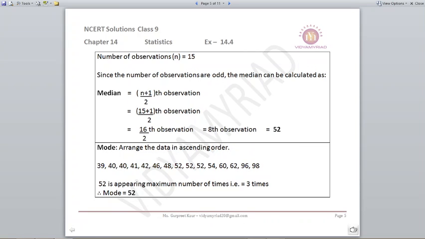Third is mode. For mode also I need to arrange my data in ascending order, and we need to see which number is repeating the maximum number of times. Here 52 is the one which is repeating 3 times, so my mode is 52.